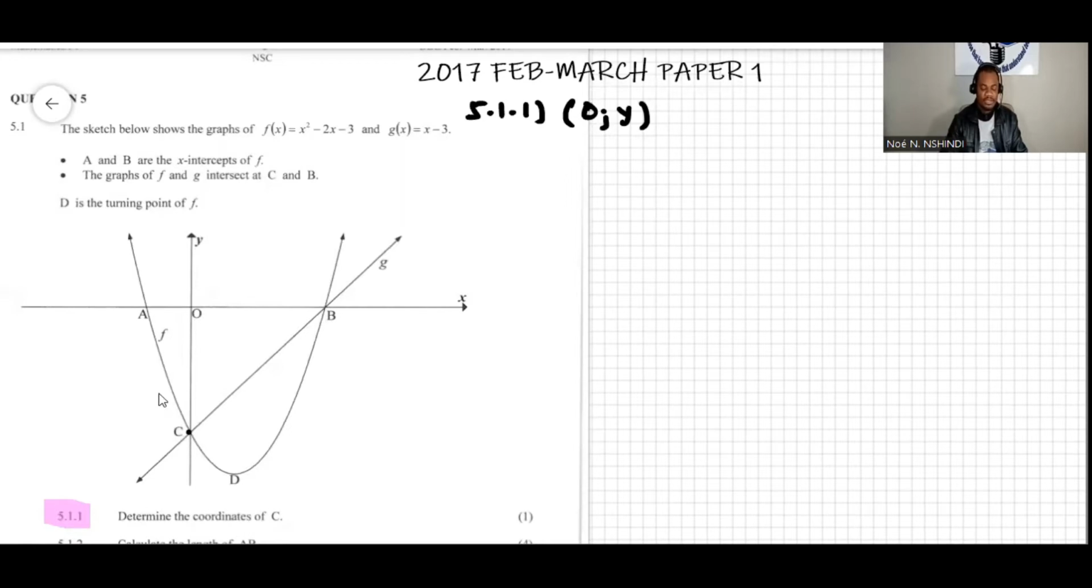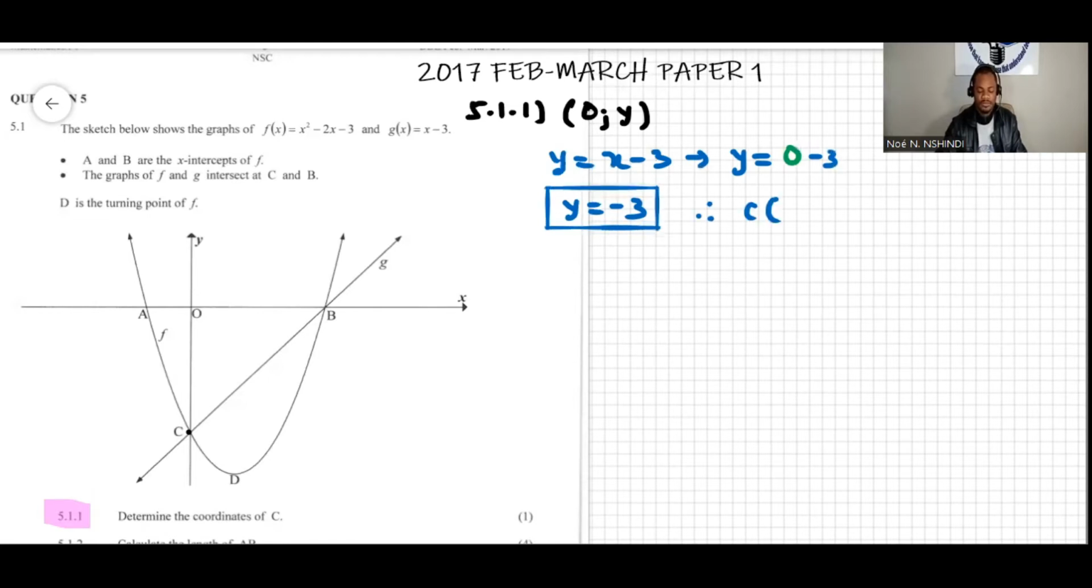Now we can notice that C lies on the graph of g, and also on the graph of f. I prefer to use g because it's much easier to solve with. g of x is x minus 3. We can write it as y equal to x minus 3. Now x being 0, we sub in the value of x, which is 0 minus 3, and then we can find y, which is -3. So therefore, the point C is the point (0, -3).